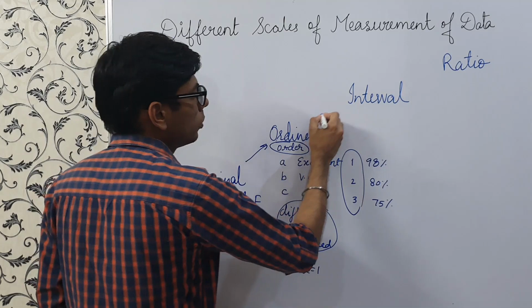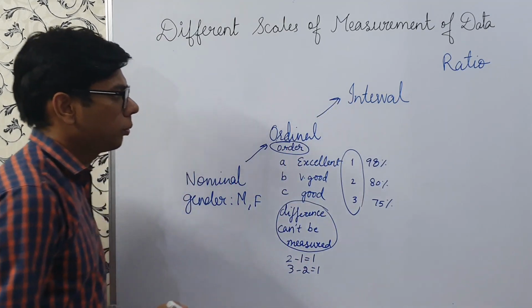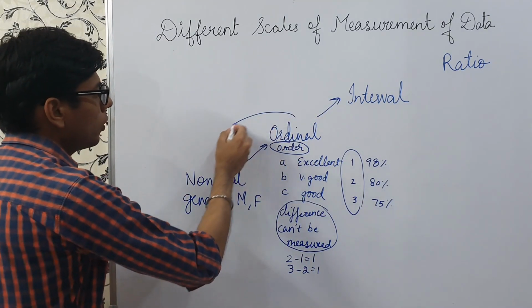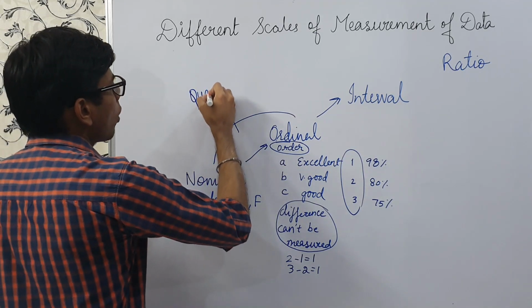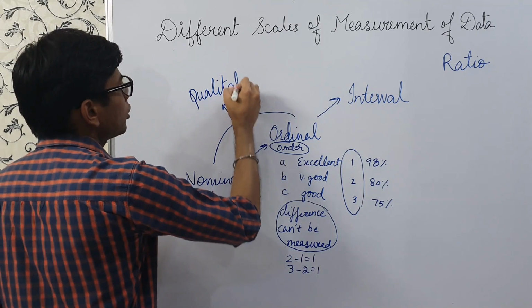Now coming to the interval variable. The point to note between these two categories is that these are qualitative variables. What does this mean?